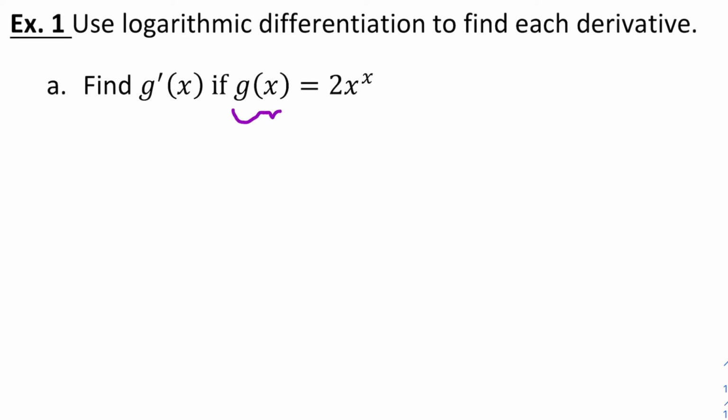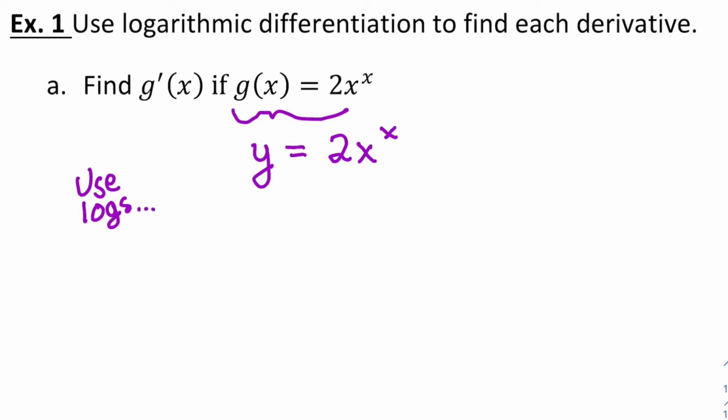So let's do one. It's actually not horrible. I'm going to rewrite this just with y equals instead of with my function notation. And then I am going to go ahead and take natural log of both sides, because that's going to allow me to rewrite it in the form that I actually can find the derivative of using what you already know.